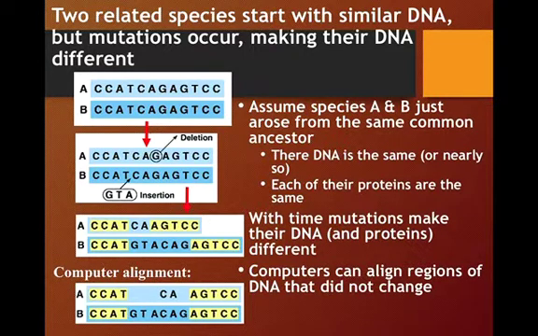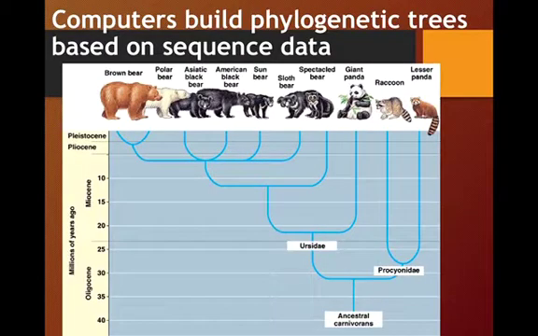Two related species start with similar DNA, but mutation occurs, making their own DNA different. Okay, so then we can align with a computer the regions that do not change. The advent of IT technology and computing technology has really helped the whole genetic field over the years.